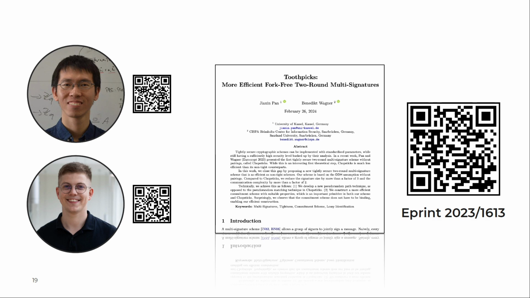So I have a question. Do you think you can combine your lossy ID and commitment scheme to apply to a 2-round threshold scheme? Lossy ID and the commitment scheme? So your technique of combining the lossy ID and commitment, either in Chopsticks or Toothpicks, I guess. Yeah. Do you think you could build a threshold scheme?